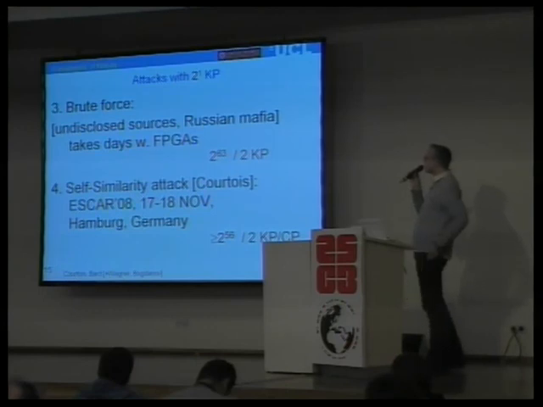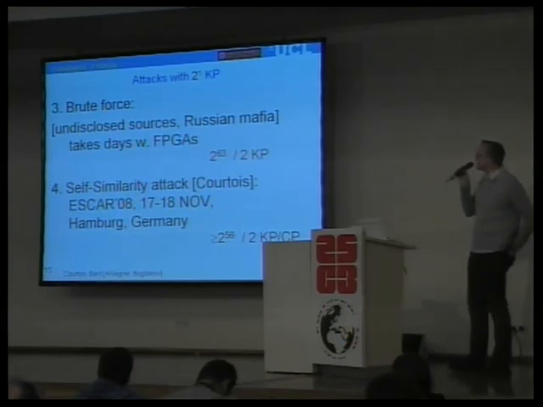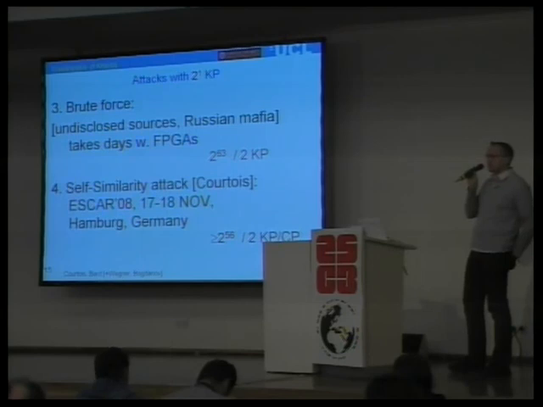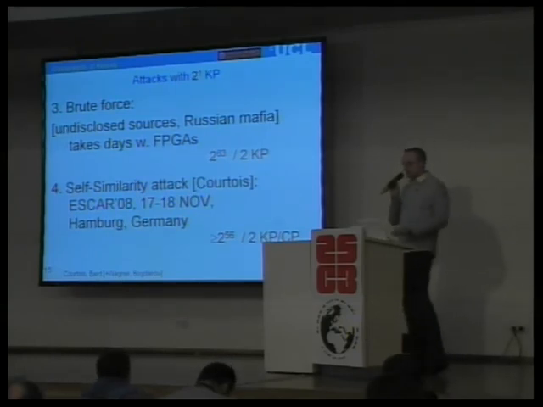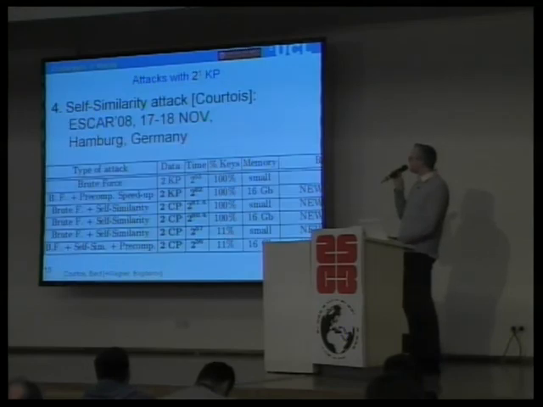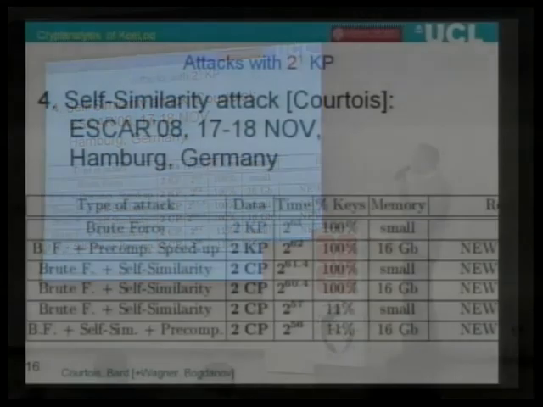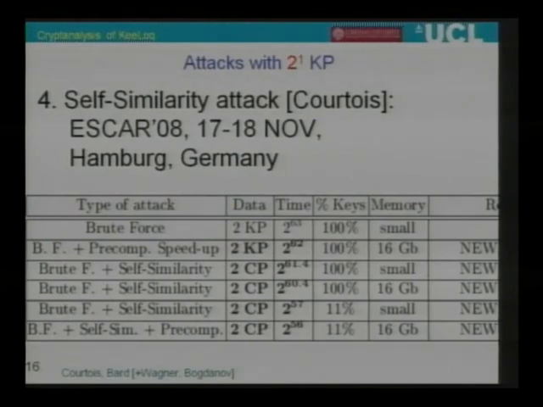Brute force, according to undisclosed sources like the Russian mafia, can be done in days with FPGAs. A self-similarity attack was presented at the SCAR conference in Hamburg very recently. It speeds up the brute force a little bit. There are several versions. Here is a summary. I will skip the summary, but there are different versions of this attack. So this is like saving the carbon footprint of the spooks or of the criminal organizations, just doing brute force with less power. That's a very interesting topic.